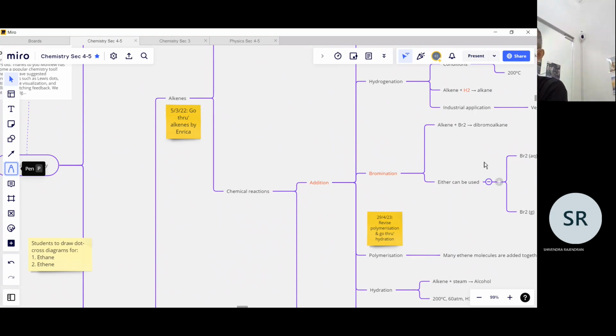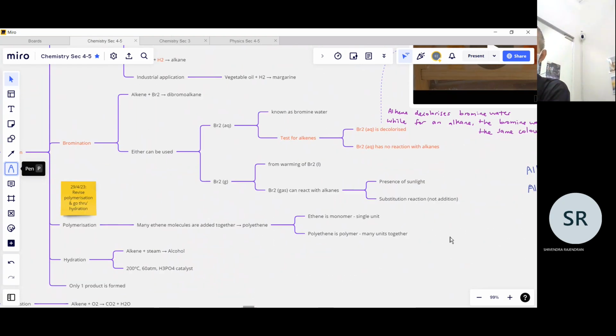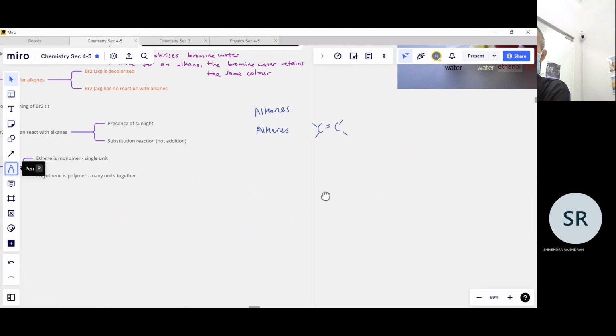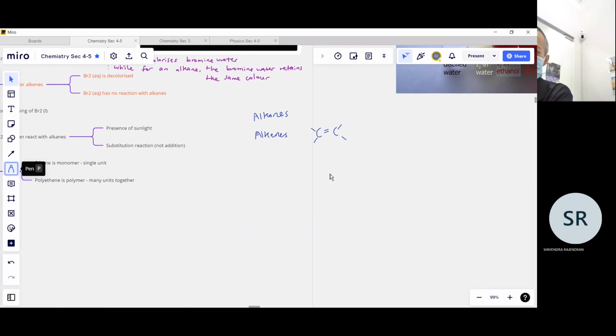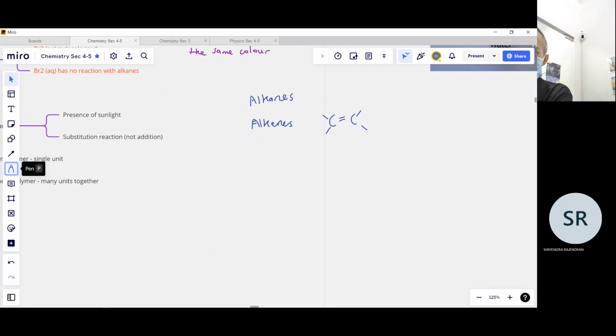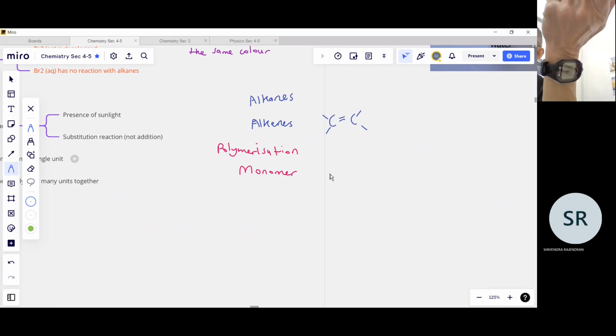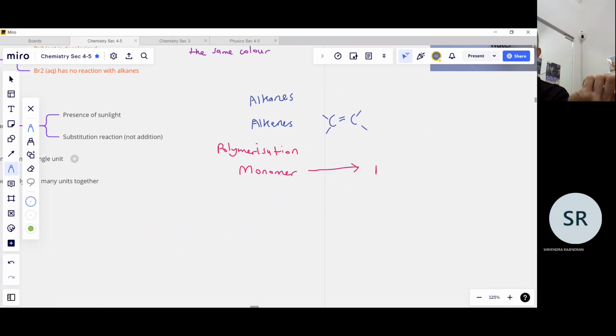Okay, but I want to revisit polymerization. What is it? Sometimes they come up with this polymerization. I'll give you a few random examples. Now, you need a monomer. It's a small molecule. And you need lots of these small molecules, and they join up together to form a polymer. That is the basis of polymerization.